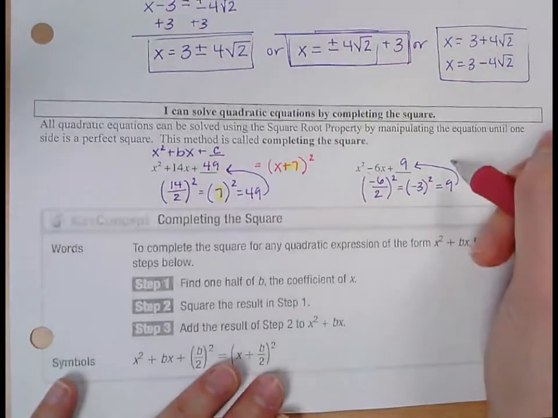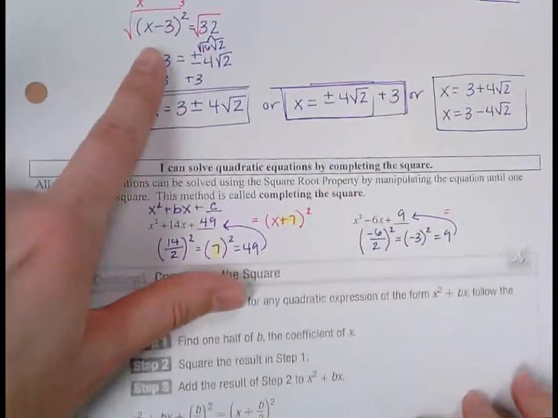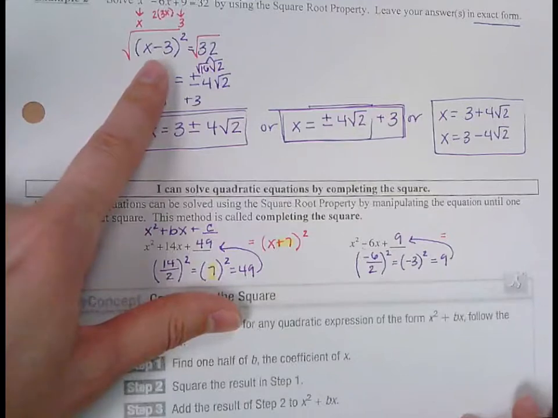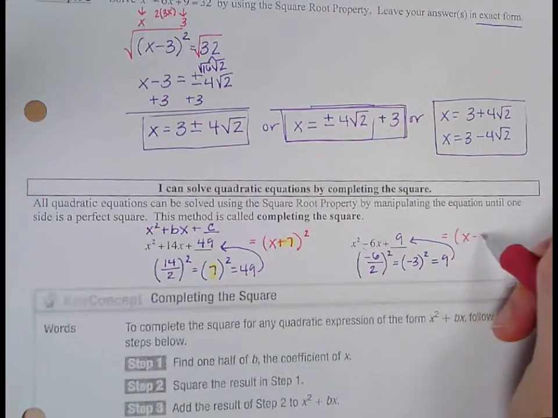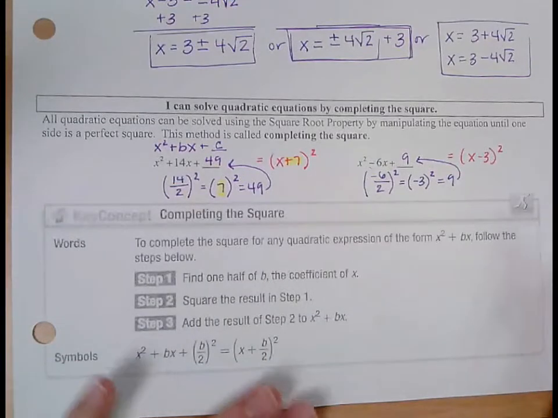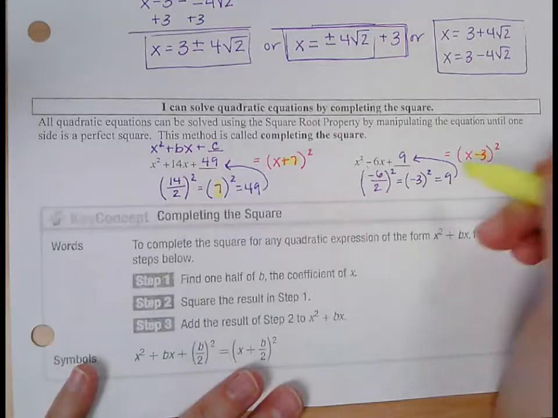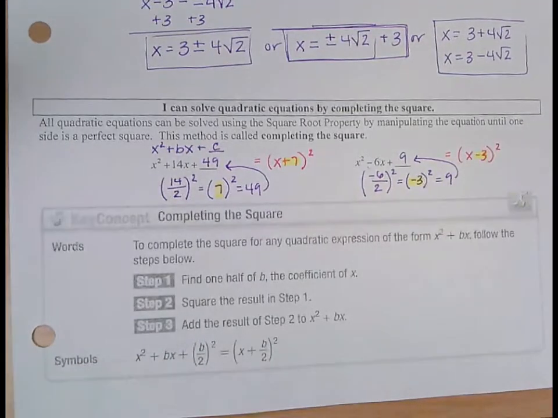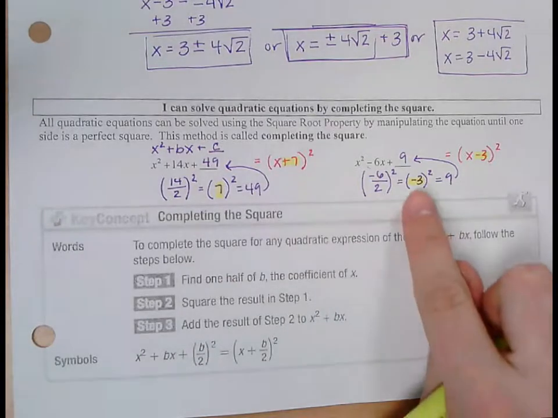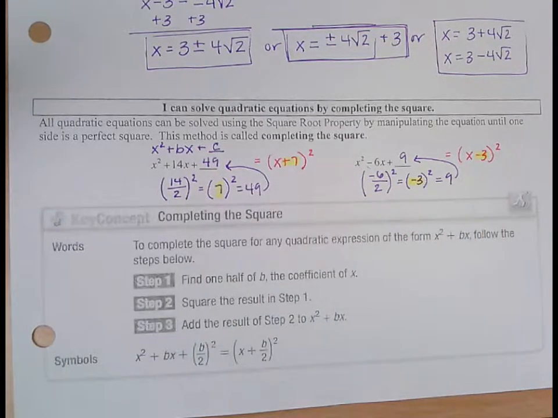And then the factored form, when we factored this in example 2, it was x minus 3 quantity squared. So again, just to point this out to you, the minus 3 in the factored form is the minus 3 from your b divided by 2. b divided by 2 is negative 3, therefore the factored form is x minus 3, or x plus negative 3.